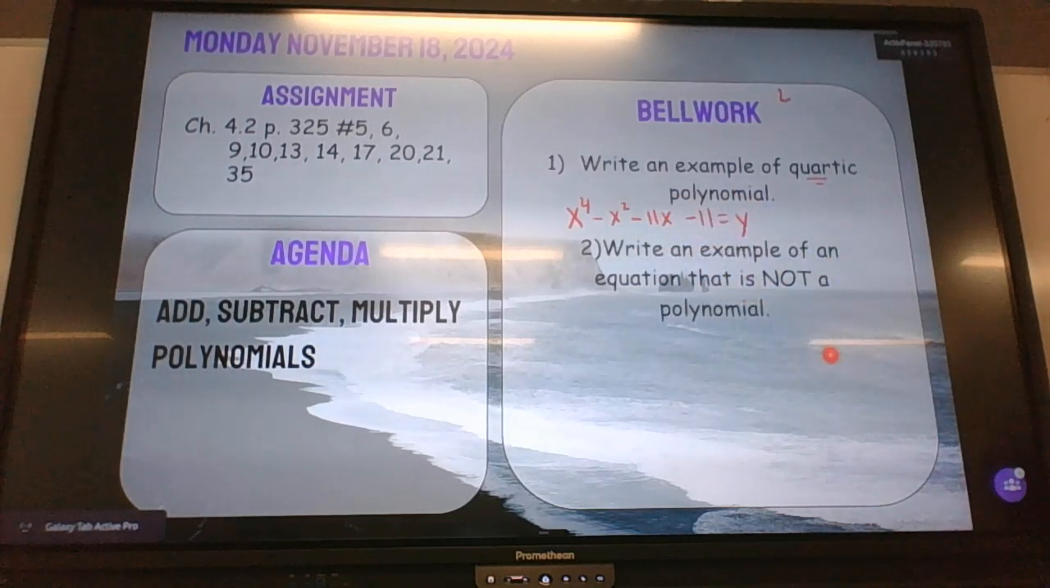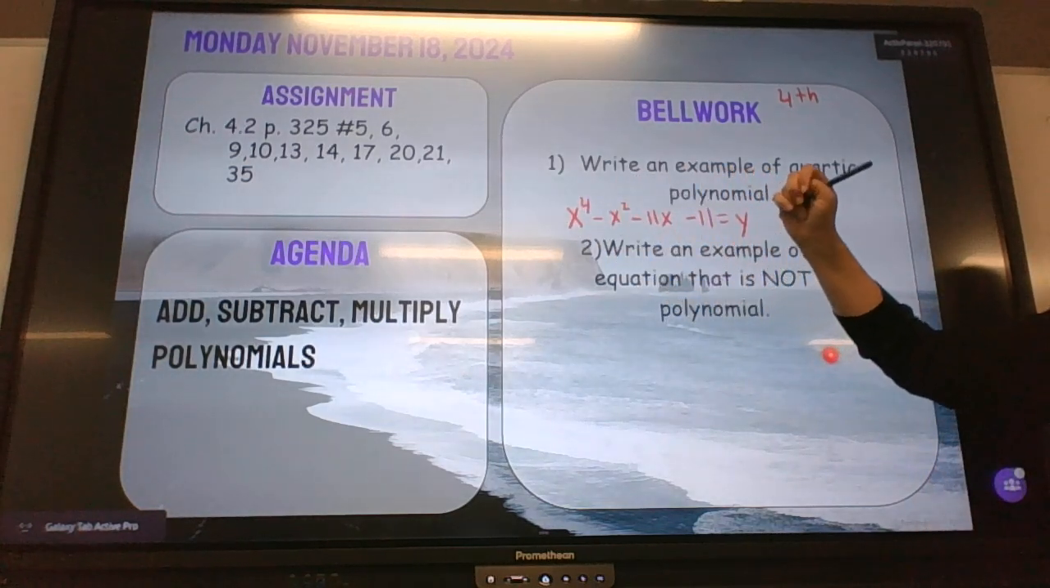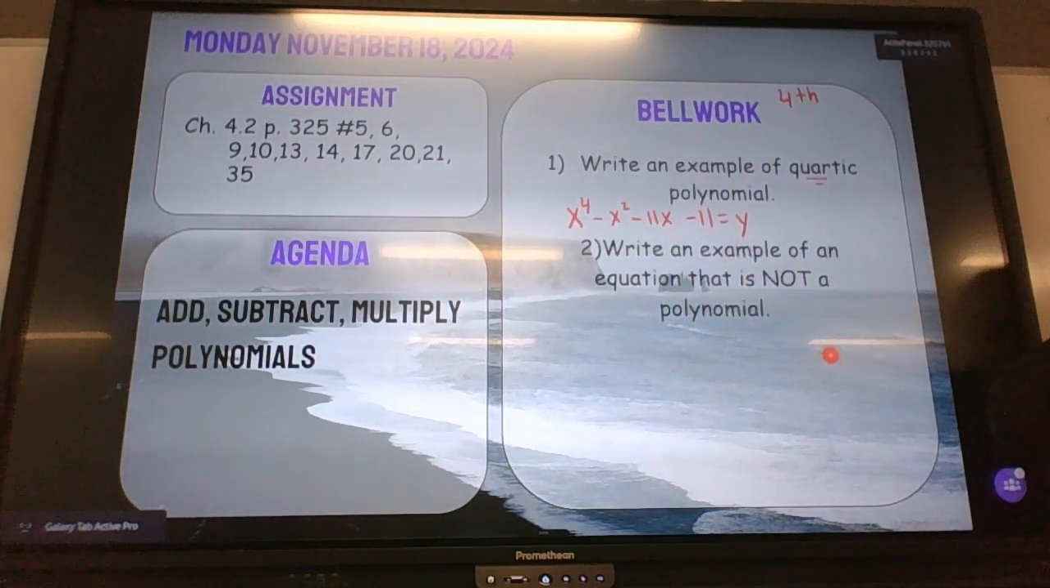Wait, what does quartic mean? So like if x to the third was here, we would call it cubic. If it was x to the fifth, we'd call it quintic. What about x to the second? Quadratic. They should have called that one like binomial or something, but they went with quadratic.